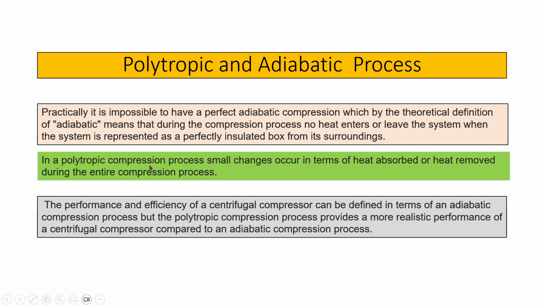But in a polytropic compression process, small changes can take place; heat can be absorbed and heat can be removed during the entire compression process. The performance and efficiency of a centrifugal compressor can be defined in terms of the adiabatic compression process, but the polytropic compression process provides a more realistic performance of the centrifugal compressor, because ideal adiabatic compression is not possible, as some heat will go out and some heat will come in. So the polytropic process is normally useful.